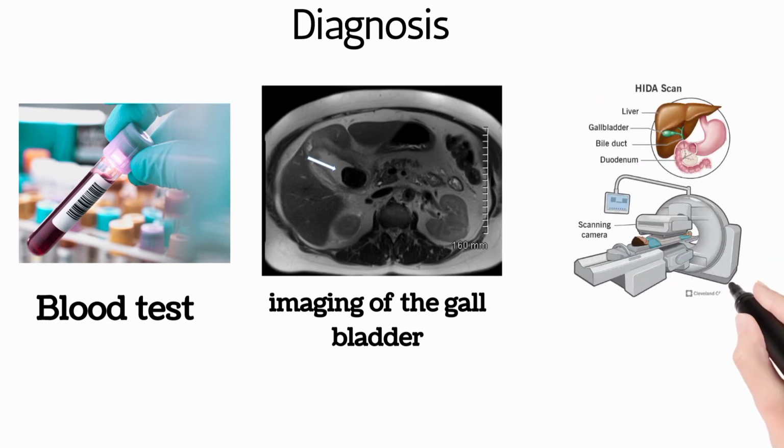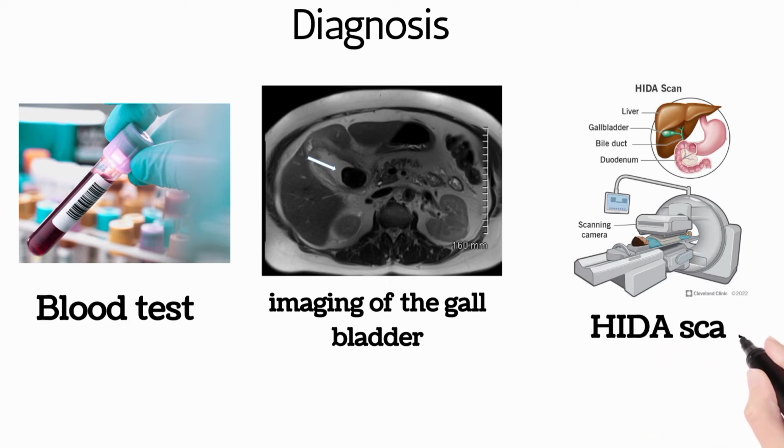3. A scan that shows the movement of bile through your body. A hepatobiliary iminodiacetic acid (HIDA) scan tracks the production and flow of bile from your liver to your small intestine. A HIDA scan involves injecting a radioactive dye into your body, which attaches to bile-producing cells. During the scan, the dye can be seen as it travels with the bile through the bile ducts. This can show any blockages.